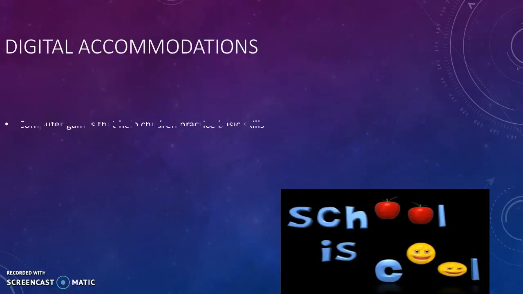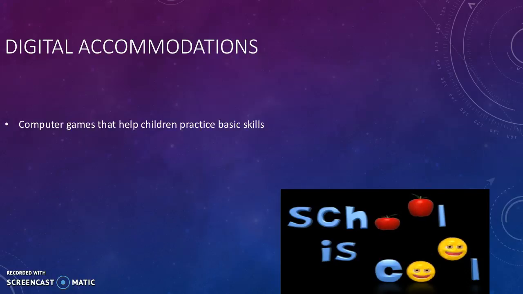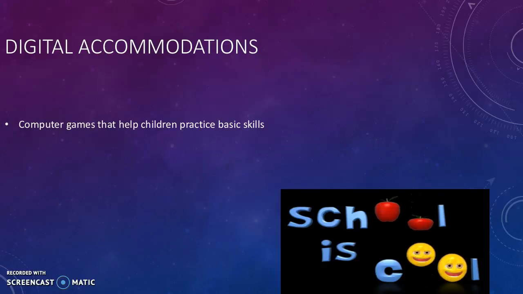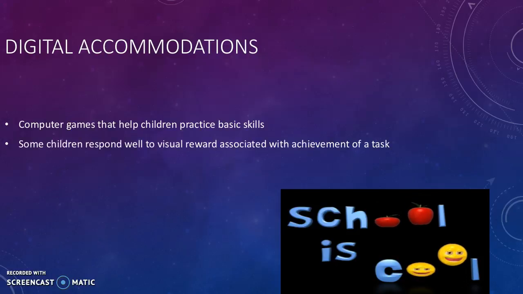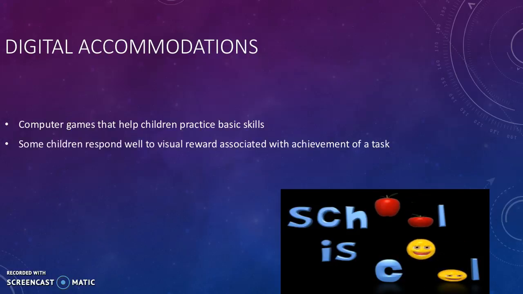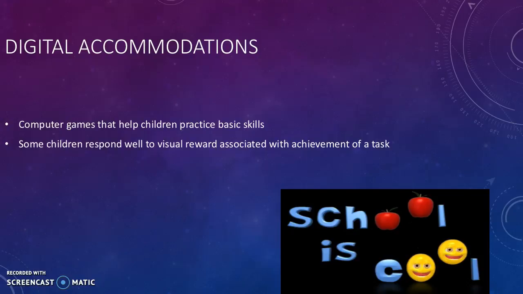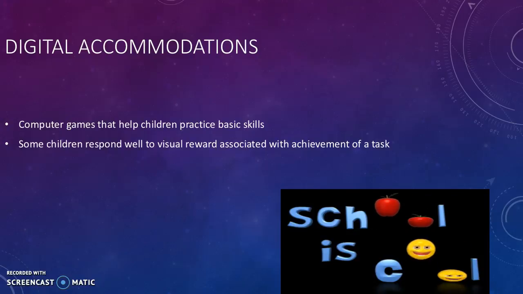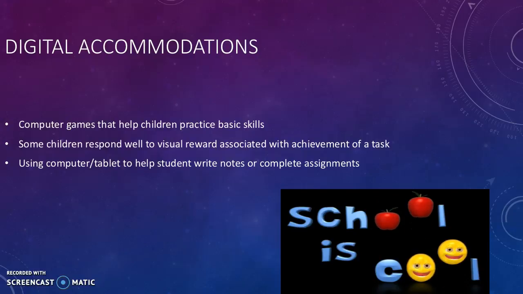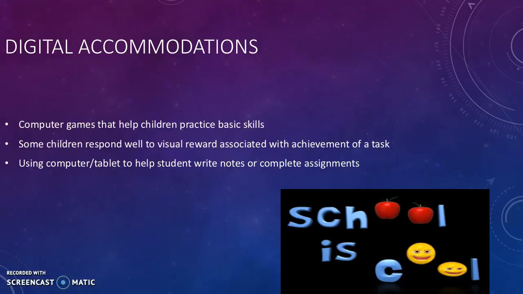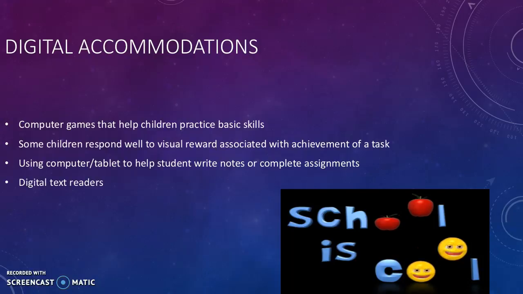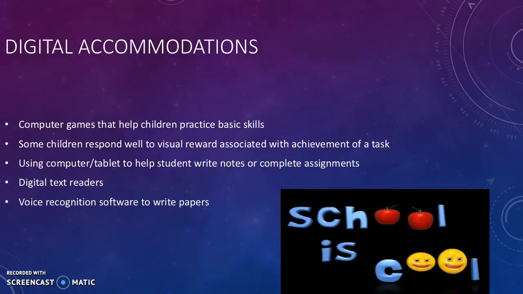Digital accommodations include computer games that help children practice the basic skills, like extra math or Prodigy. Some children respond very well to visual rewards associated with achievement of a task. For example, in Prodigy, when you get so far, you get so many points, you get to play a game. Using a computer or tablet to help students write notes or complete assignments. It could just be a different way of learning. Digital text readers and voice recognition software to write papers.